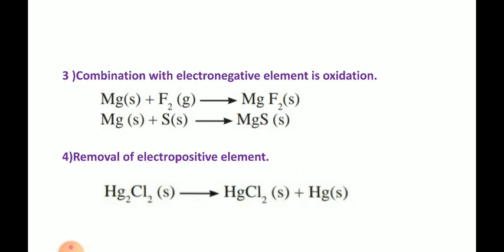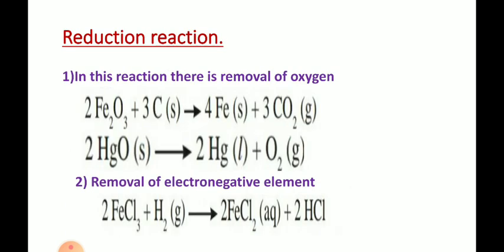And another one is removal of an electropositive element, which also comes under this category. For example, mercurous chloride, that is Hg2Cl2, leads to the formation of HgCl2 and Hg. Here the electropositive element is mercury, which is removed in this reaction. This is what we call an oxidation process.